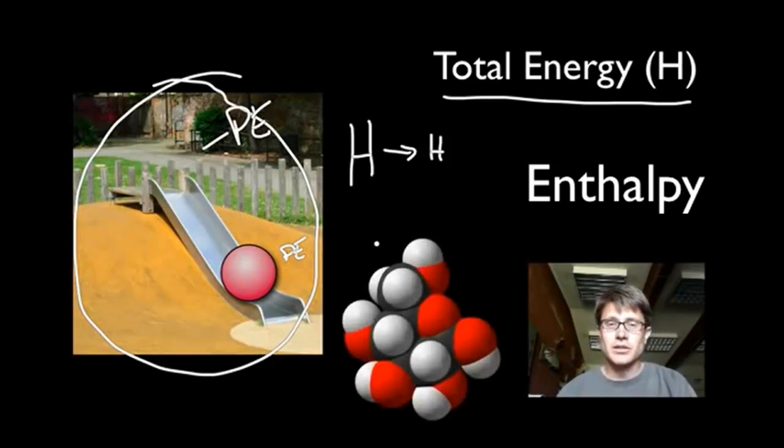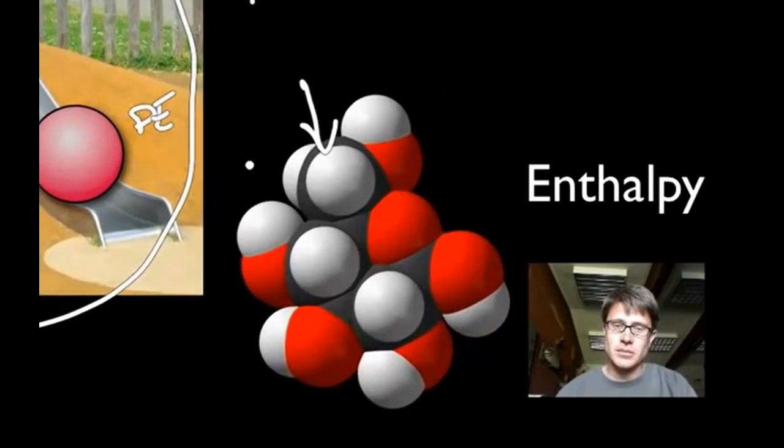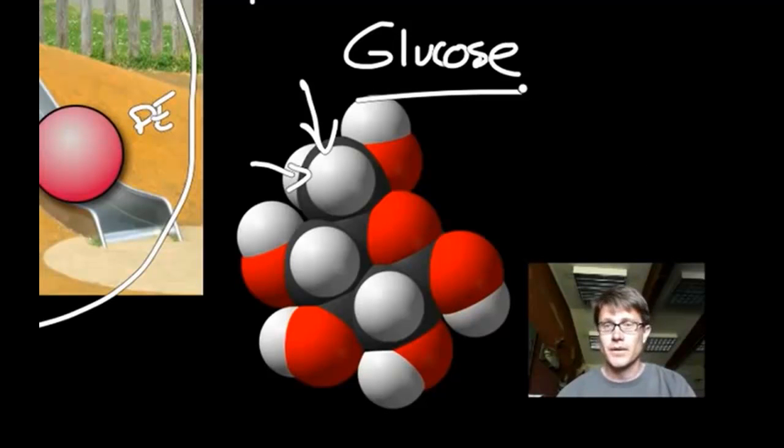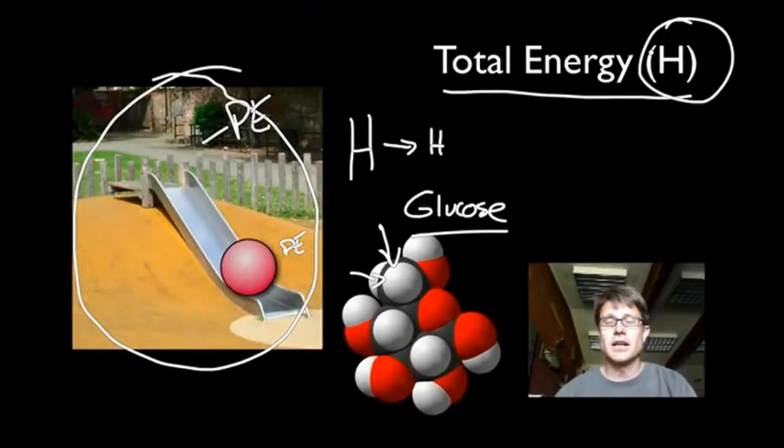Now, in biology, we don't move around because of mechanical potential energy. In biology, our potential energy is actually in these bonds. In other words, there's a huge amount of potential energy in this bond between the carbon and the hydrogen. And so this right here is glucose. If we can release some of that energy, we can use it to do work. And so again, what is H? H stands for the total energy of the system. And it looks like in a spontaneous reaction, that's actually going to get smaller, or decrease.